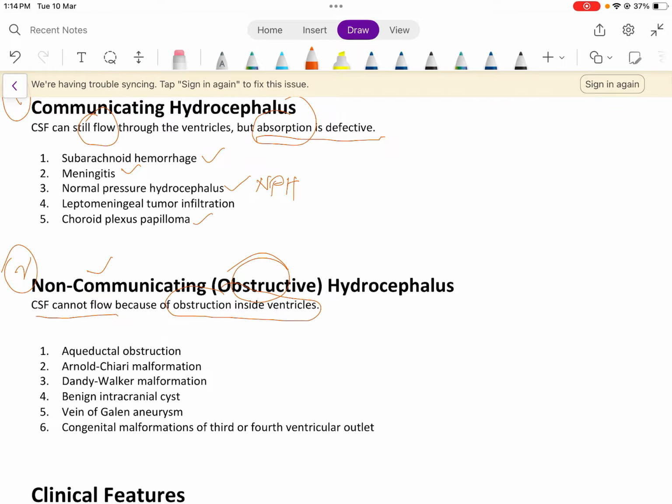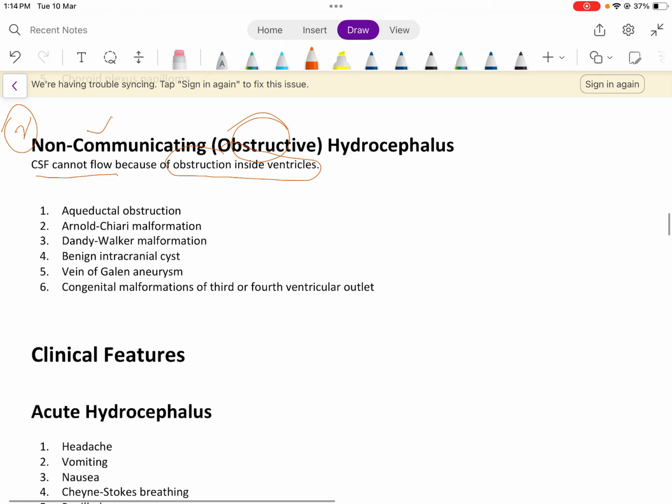So always think of these: papilloma, defective absorption, leptomeningeal tumor infiltration, meningitis, subarachnoid hemorrhages. Non-communicating hydrocephalus may have aqueductal obstruction, Arnold-Chiari malformation, Dandy-Walker malformation, benign intracranial cyst, vein of Galen aneurysms, congenital malformations of the third and fourth ventricular outlet. These are the causes of non-communicating hydrocephalus.